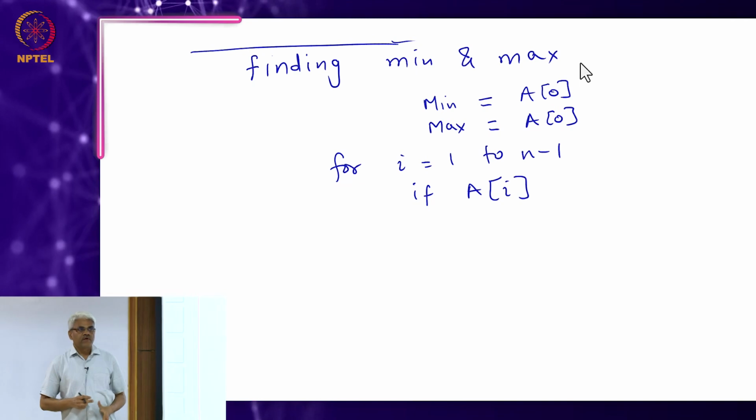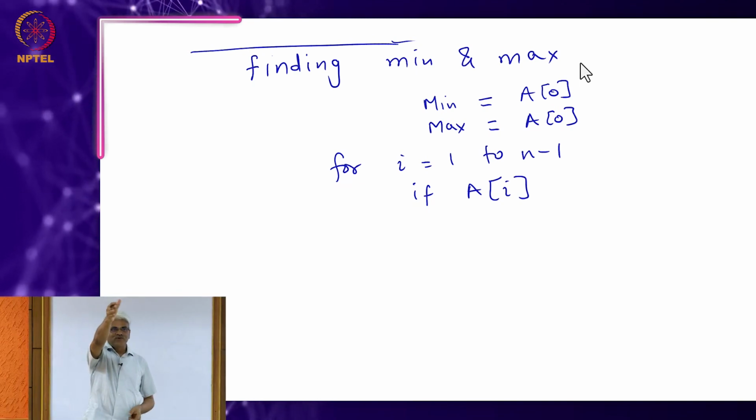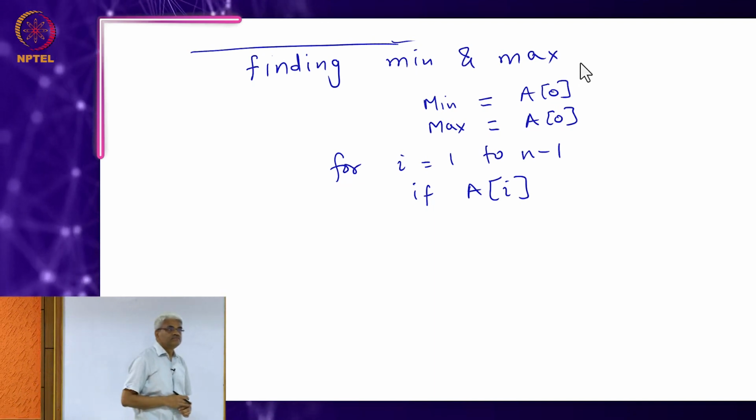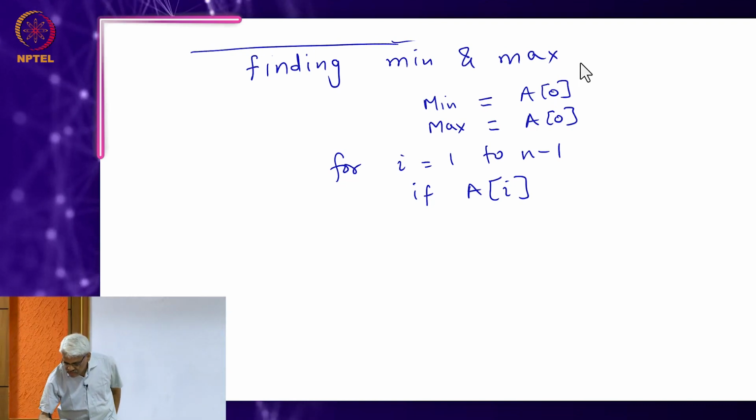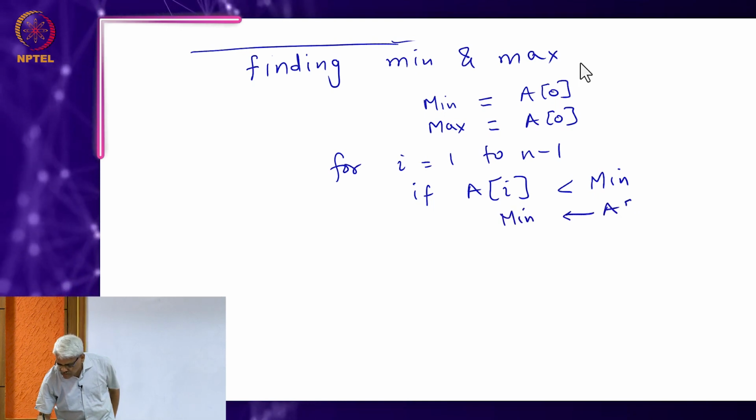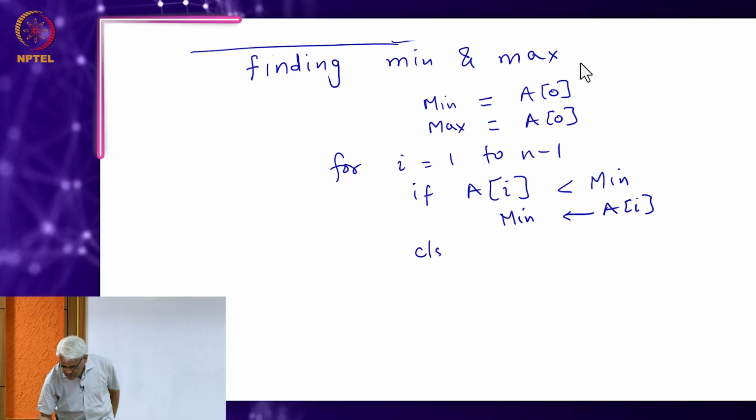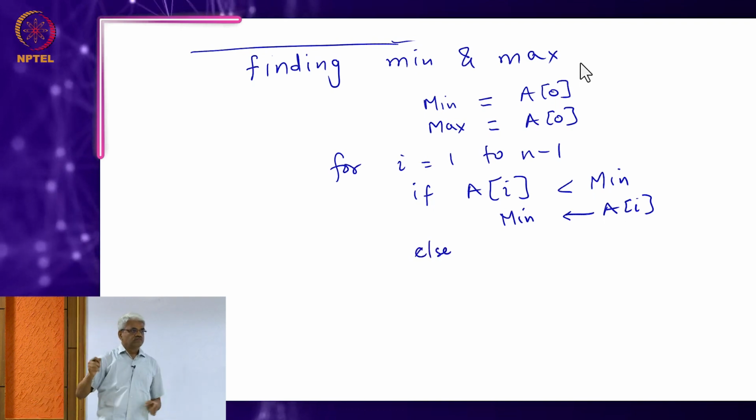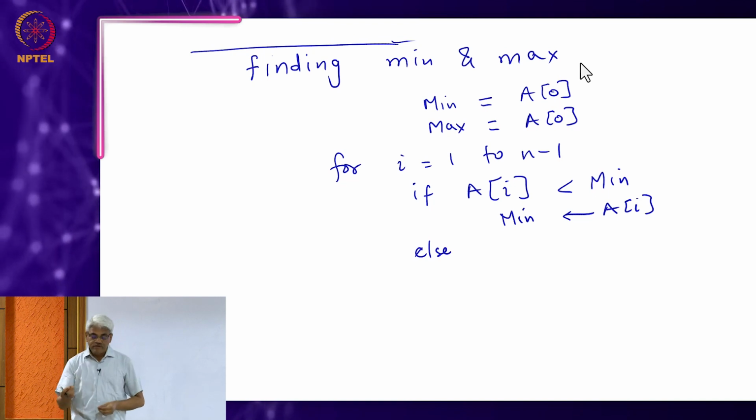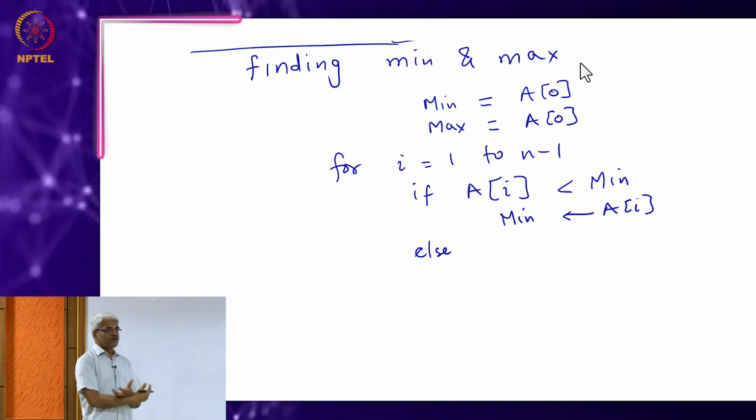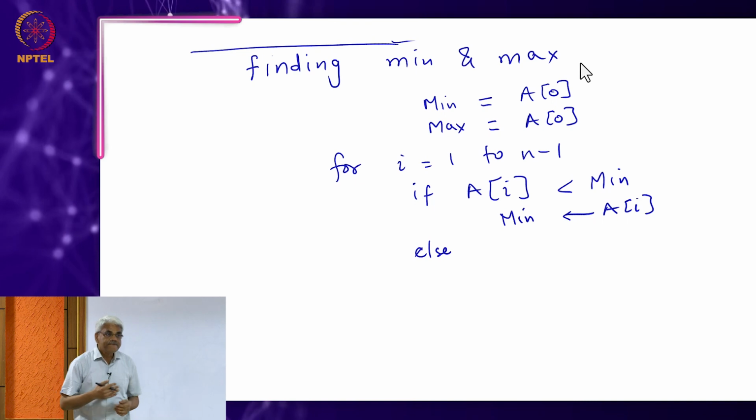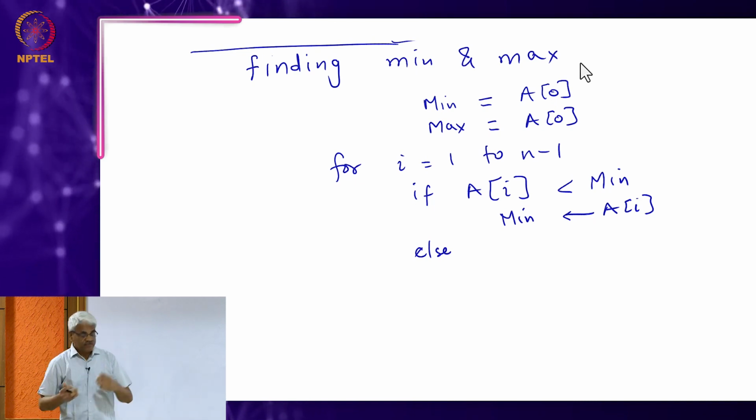if a i, some answers from here. What do I do? Less than min. Okay, if a i is less than min, then min becomes a of i. Else, max becomes a of i. You don't know. a i is greater than min. That's all you know. How can you then conclude that it is the max? You have to compare a i with max.